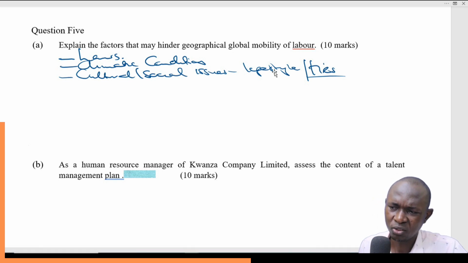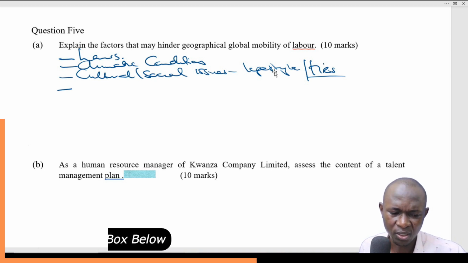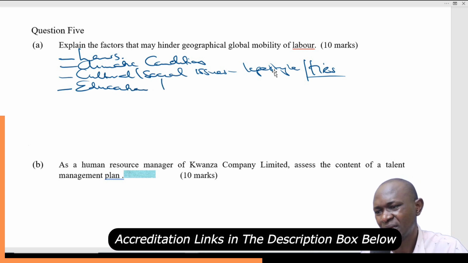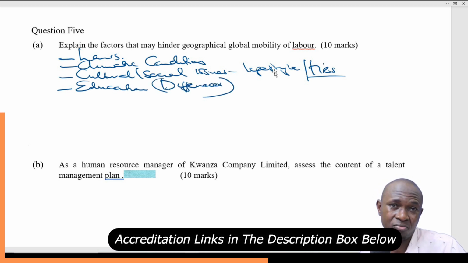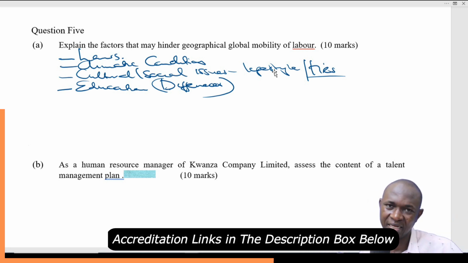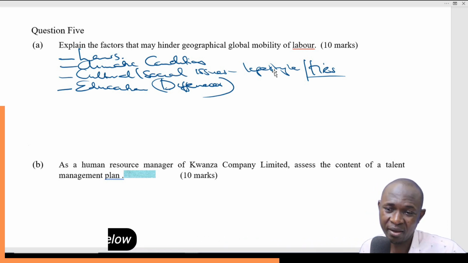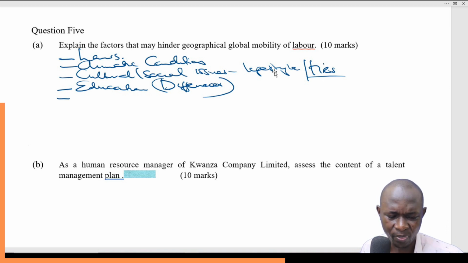So climatic conditions, cultural and social issues, and of course the differences in education system. Sometimes the interpretation of the results and the differences in education system in some countries might also be a big factor that might hinder this free movement of people.